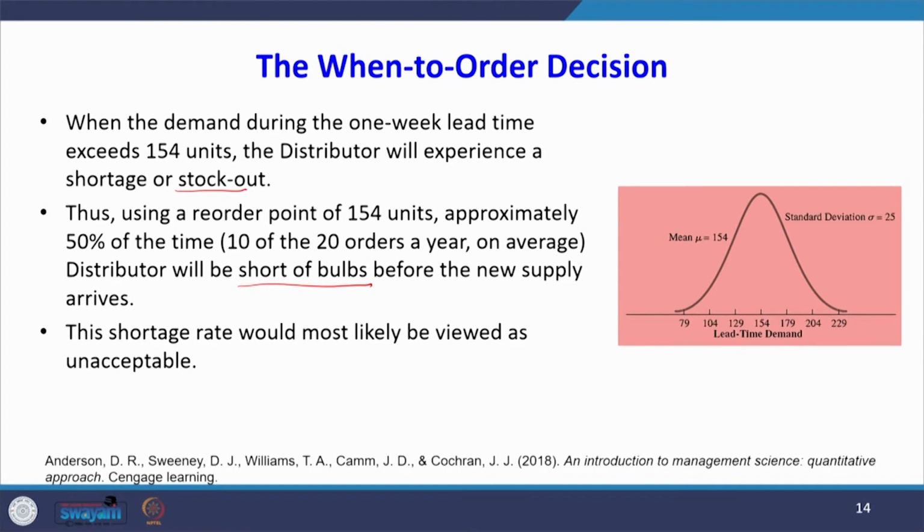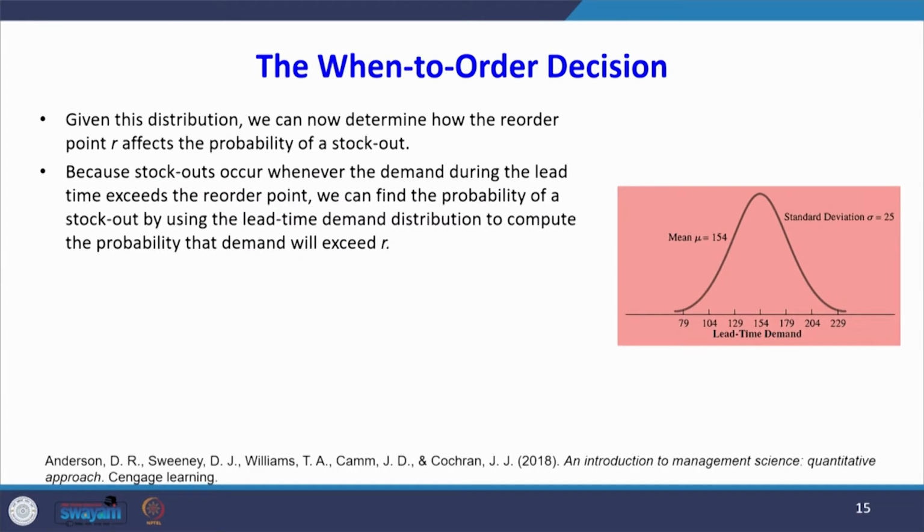So, we should not order 154. Given this distribution, we can now determine how the reorder point R affects the probability of stock out, because a stock out occurs whenever the demand during lead time exceeds the reorder point. We can find the probability of stock out using the lead time demand distribution to compute the probability that the demand will exceed the reorder point.